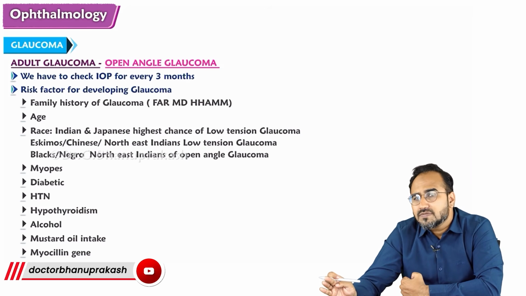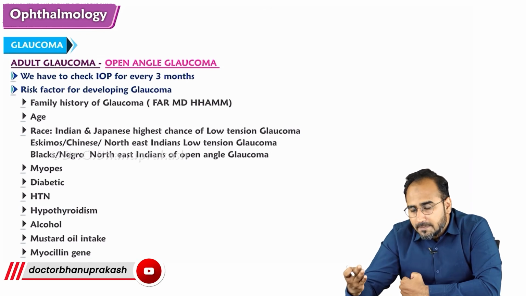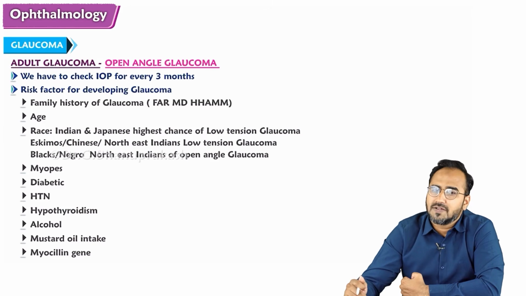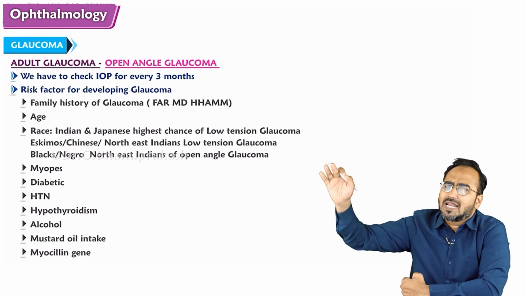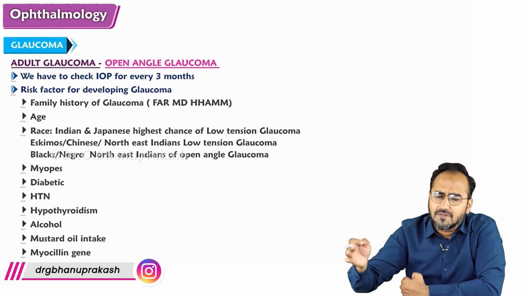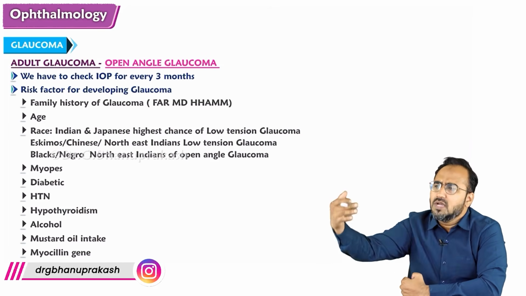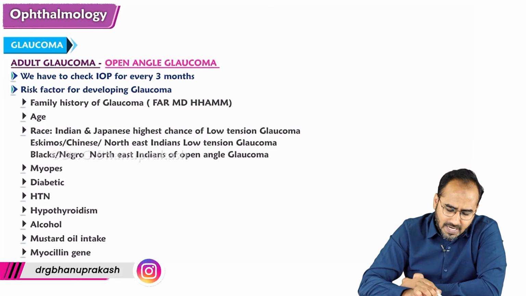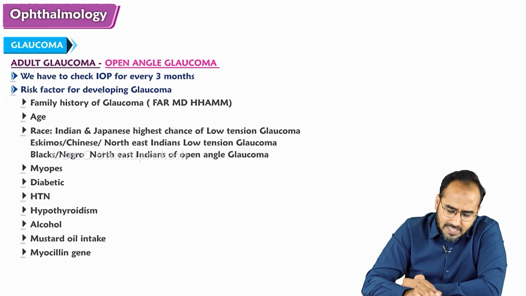What are the other risk factors for developing glaucoma guys? Mustard oil intake, myocillin gene. These are the risk factors for developing glaucoma. Any patients who are having these risk factors, we have to check their intraocular pressure every 3 months so that we can come to know whether he is having this glaucoma or not. Okay, so open angle glaucoma, what we need to do? We need to check the intraocular pressure every 3 months.